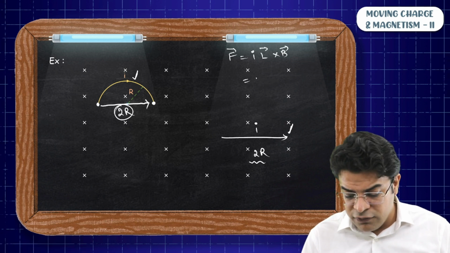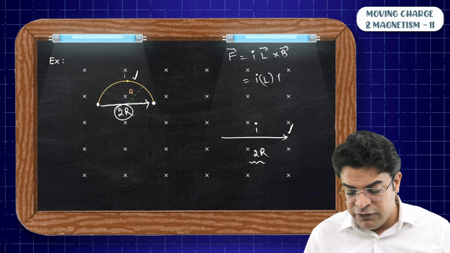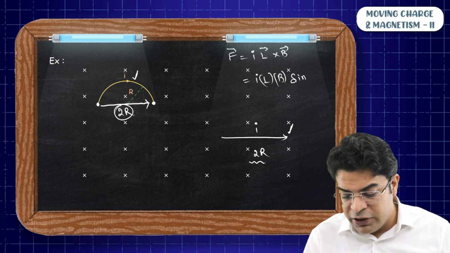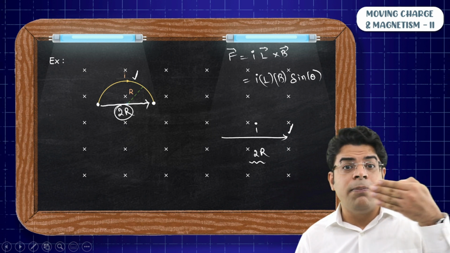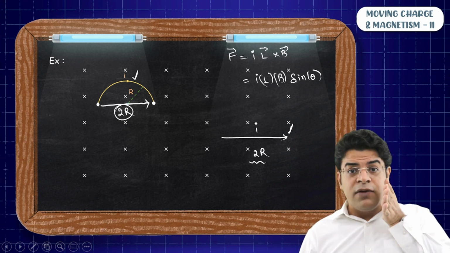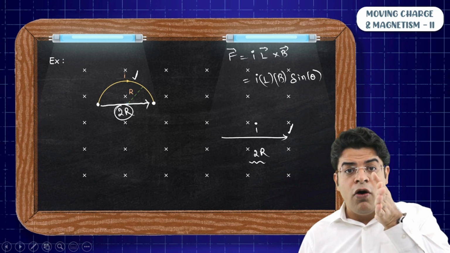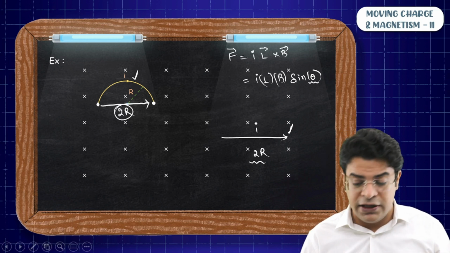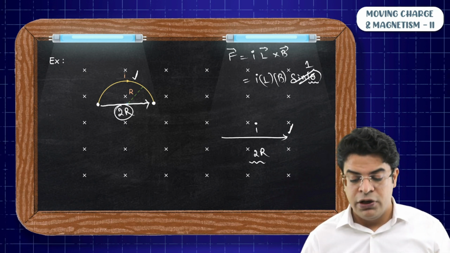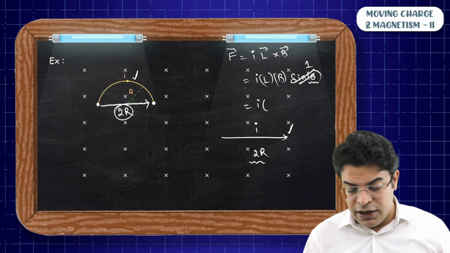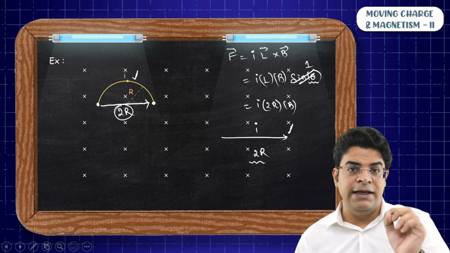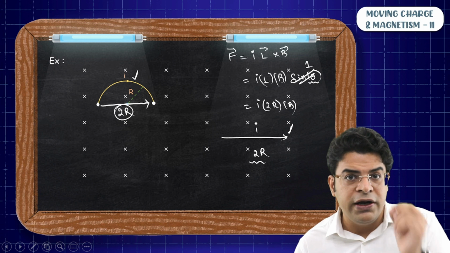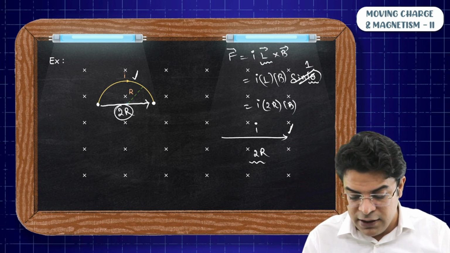Now, the magnitude of this force will be I into length effective into B into sine of the angle between the length effective and the magnetic field. The length effective is in the plane of the screen and the magnetic field is perpendicular to the plane of the screen. So the angle between them is 90 degrees and sine 90 becomes 1. So what you get here is simply I into length effective, which is 2R, into the magnetic field strength B. Even from integration, you get the same result. So it's better not to integrate and to use the length effective method.